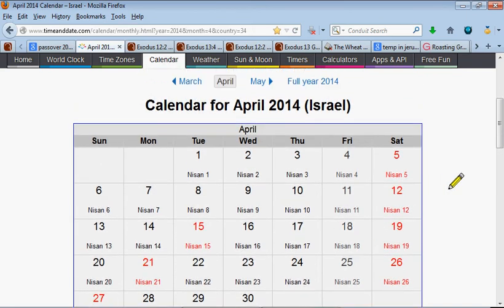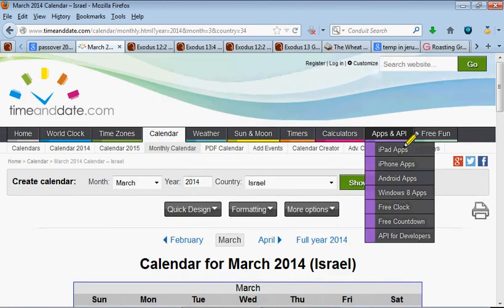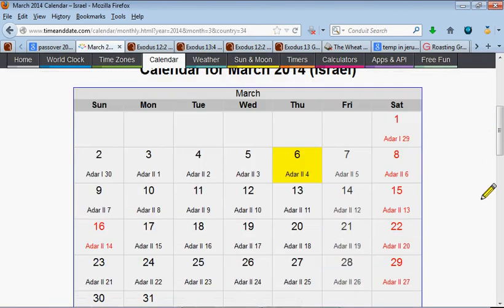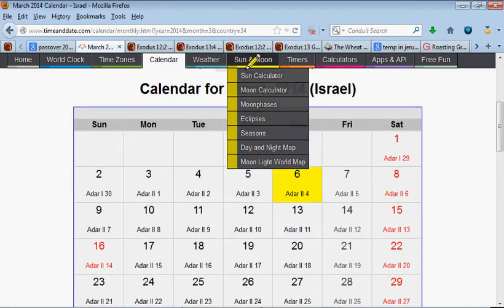But the first month of the Jewish calendar is what we call March. Nisan is a made-up Babylonian term to express April and March. But as we look into the actual Hebrew word, we will prove that it can only exist in March because of spring.